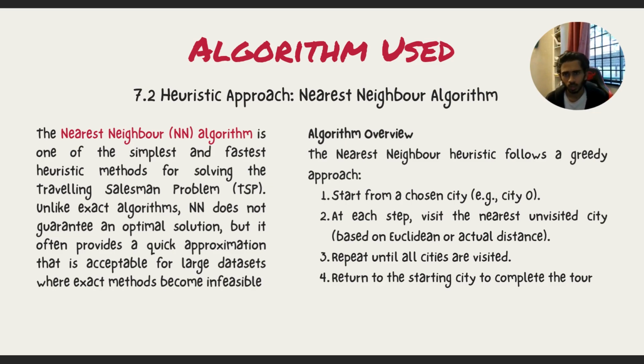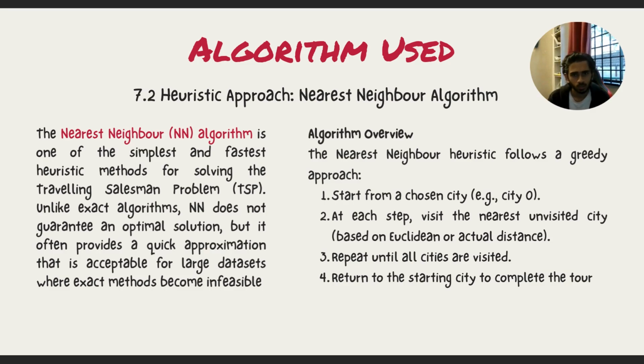The second algorithm we used is called nearest neighbor, and it's a heuristic approach. Nearest neighbor is one of the simplest and the fastest methods for solving the traveling salesman problem. It does not really guarantee an optimal solution, but it provides a quick approximation. So it's good for large datasets where exact methods become infeasible.